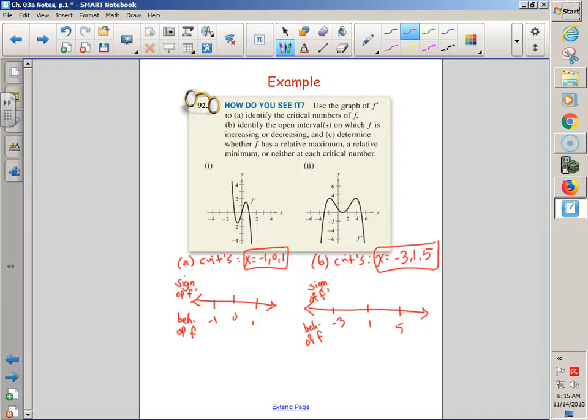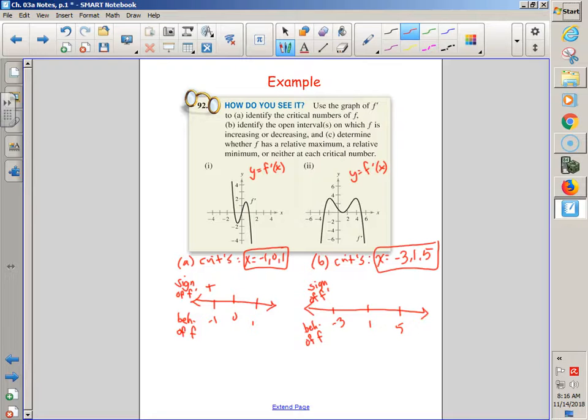So if these are the derivatives, y equals f prime of x, I will know the signs of the derivative by looking at the signs of the y values. All you have to ask yourself is above or below. On the left of -1, are the y values above or below? Above. So if I were to go to -2, -3, -4, the y is positive. The derivative is positive, positive, positive, positive.